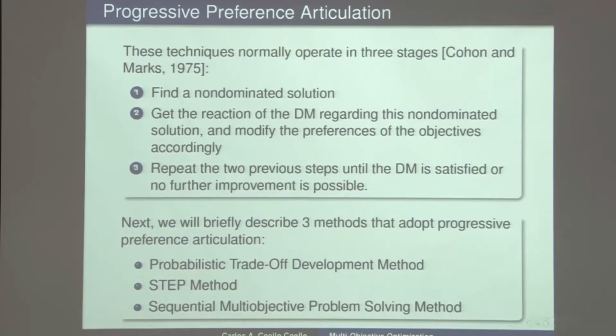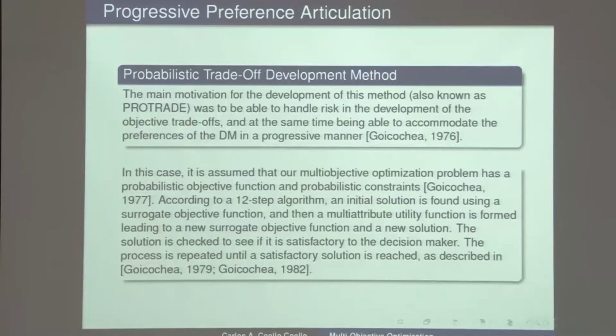We try to find another solution now, given the new preferences of the user, and we stop when either the decision maker is satisfied or no improvement is possible. The decision maker is changing his preferences, but we cannot get anything better of what we already found. So in that moment, we can stop. So we will see quickly 3 methods within this family: the probabilistic trade-off development method, the STEM method, and the sequential multi-objective problem-solving method.